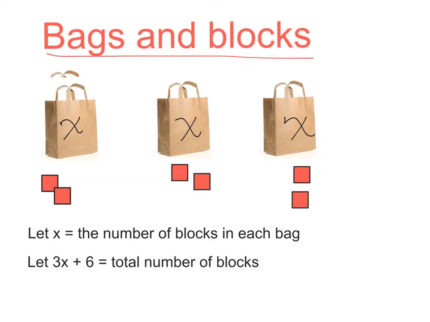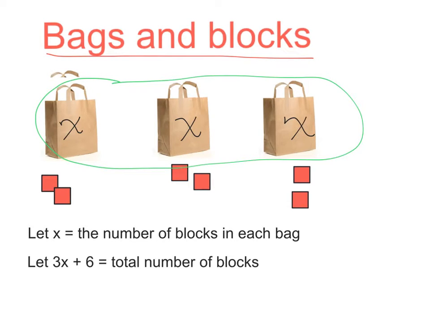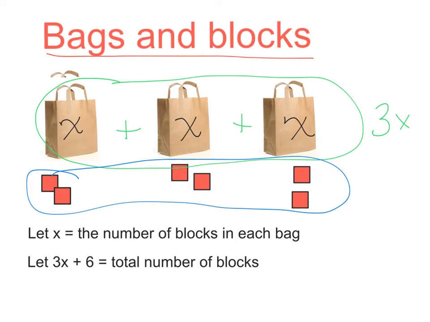So 3x plus 6. I got that because I have 3 bags. There are x blocks in each bag. So to figure out the total number of blocks in just the bags, that's x plus x plus x, which is the same as 3x. And then I have the extra blocks, all these extra blocks, it's 2 plus 2 plus 2, which is 6 extra blocks. So the total here is 3x plus 6. That's how I got that. Okay?